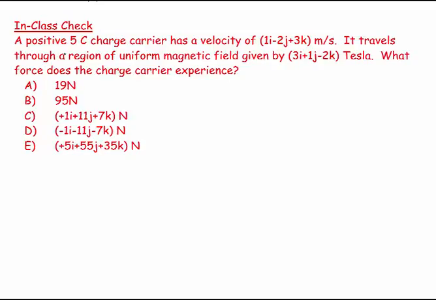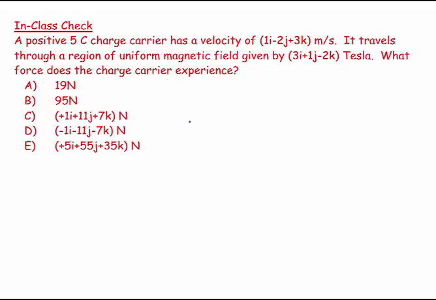Welcome. This question says a positive 5 coulomb charge carrier has a velocity of 1i minus 2j plus 3k meters per second. So that's its ijk vector. It travels through a region of uniform magnetic field given by 3i plus 1j minus 2k Tesla. And then the question is, what force does the charge carrier experience?